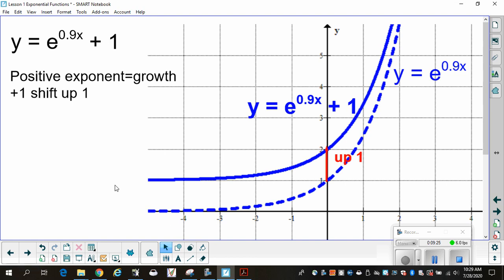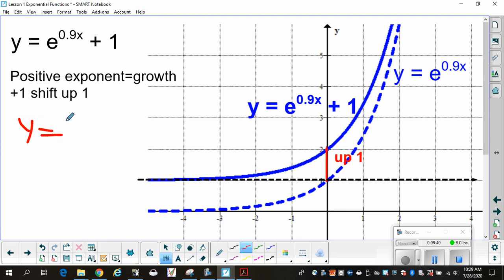Positive growth. Again, I moved it up 1. So since I moved it up 1, I'm going to have my horizontal asymptote at y equals 1. Boom. That's this guy right here. And then I've got my curve. If I plug a 0 in, anything to the 0 power is 1, so it's 1 above it. And then I can plug in a 1 if I want and get an approximate point and draw my curve. That's all there is to it.